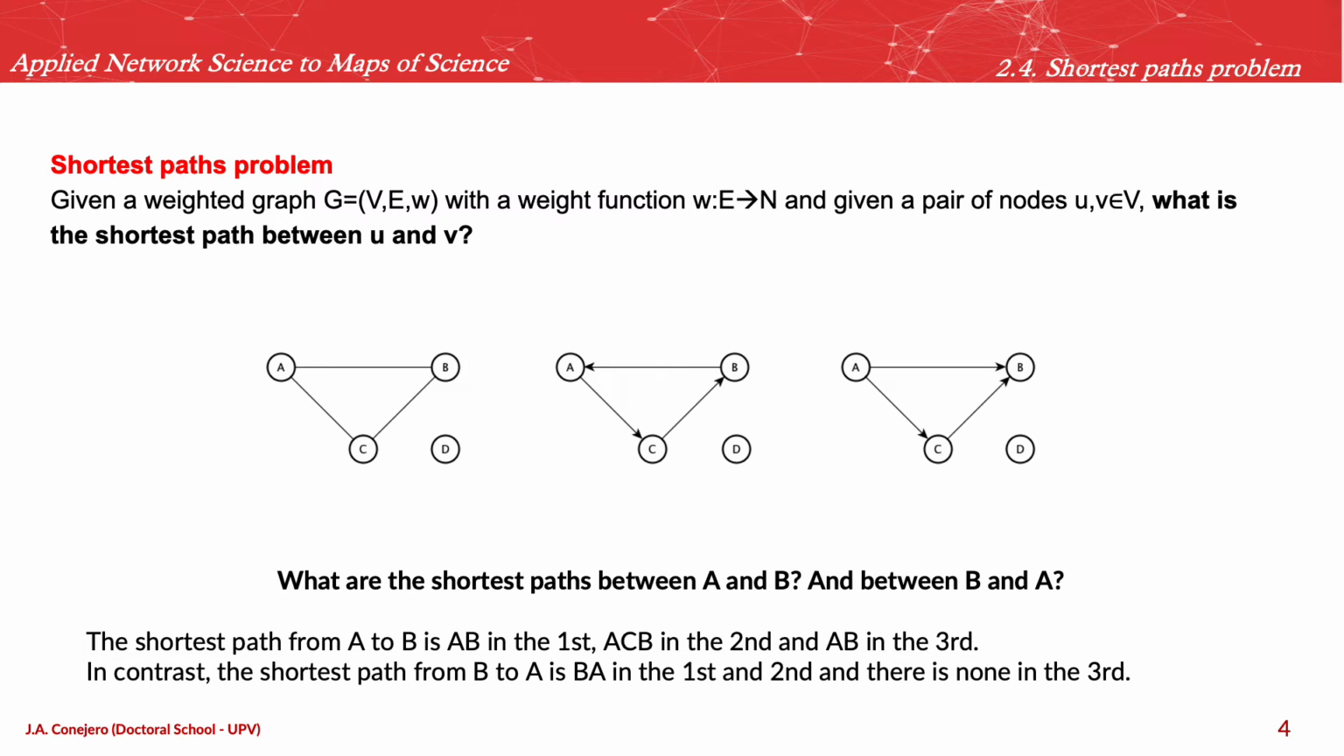In contrast, if we consider the shortest path from B to A, in the first case it is also 1, the same as in the second, but in the third one, there is no shortest path.